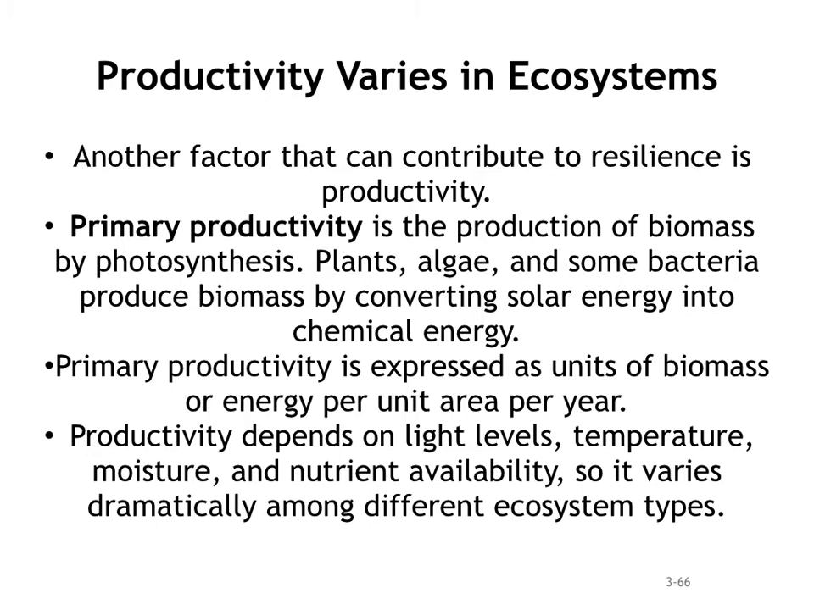Productivity depends on light levels, temperature, moisture, and nutrient availability, so it varies dramatically among different ecosystem types. Tropical forests, coral reefs, and the bays and estuaries, those are places where rivers meet the ocean, have high productivity because of abundant energy and moisture. In deserts, a lack of water limits photosynthesis and productivity is low. On the Arctic tundra or on high mountains, low temperatures and low solar energy inputs inhibit plant growth and productivity. In the open ocean, a lack of nutrients reduces the ability of algae to make use of plentiful sunshine and water.